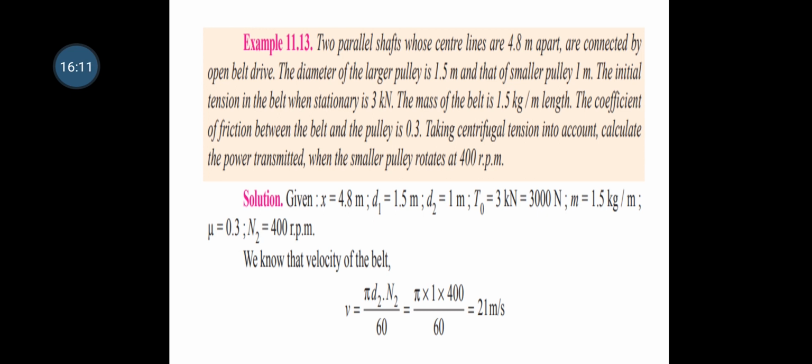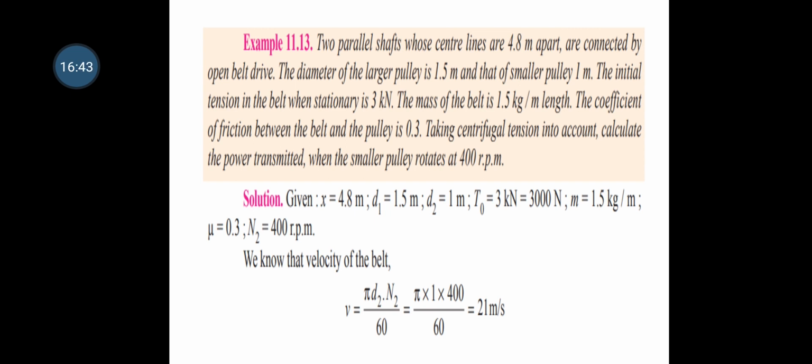Write down the given details: X, d1, d2, T0, and m is 1.5 kg per meter, mu is 0.3, and N2 is 400 rpm. We know that the velocity of the belt v is equal to pi d2 into N divided by 60. Substituting these given values, the velocity of the belt v is equal to 21 meter per second.